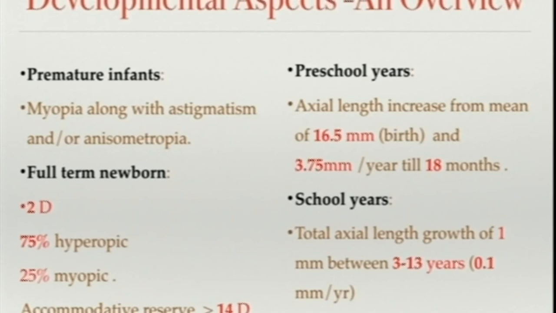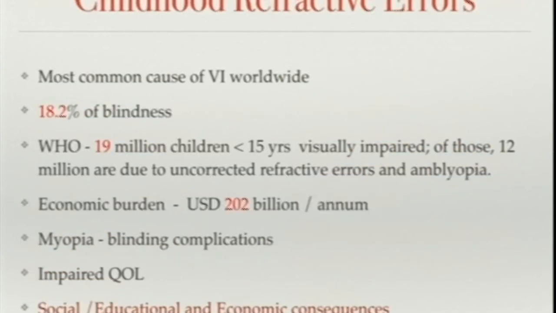In school going age, it grows very slowly from 3 to 13 years. It's only around 0.1 millimeters per year. If it grows more than that, then there is a tendency to develop myopia. Whereas if this growth is very less, then the children remain hyperopic.